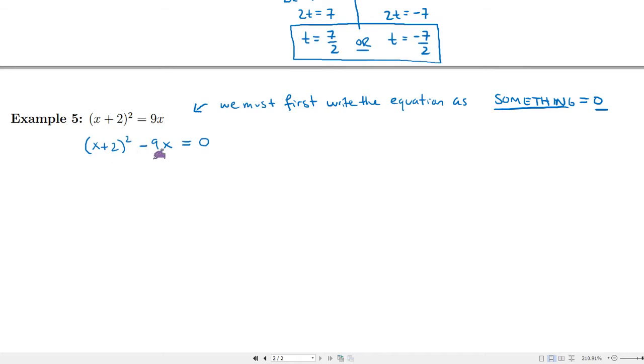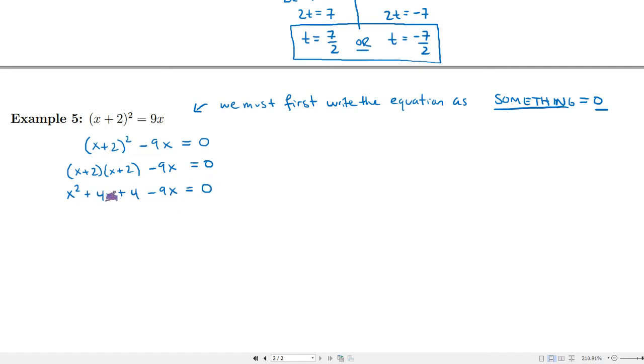Sometimes you'll be able to bypass that and do something a little bit quicker, but in this case, the 9x and this don't have anything in common, so we're going to have to do a little bit of work here. So how do we expand this? Well, this is (x + 2)(x + 2) − 9x = 0. So now that's x² + 2x + 2x + 4 − 9x = 0.